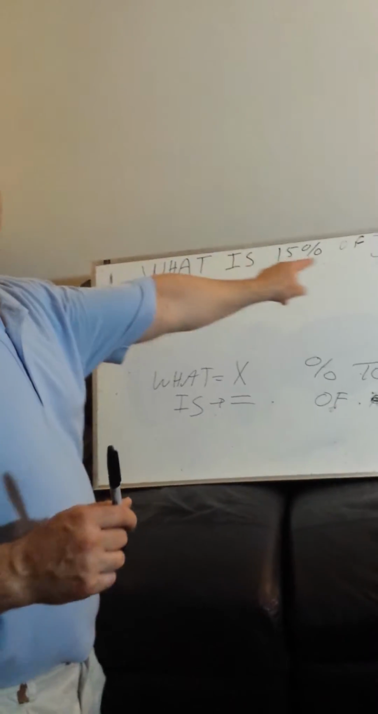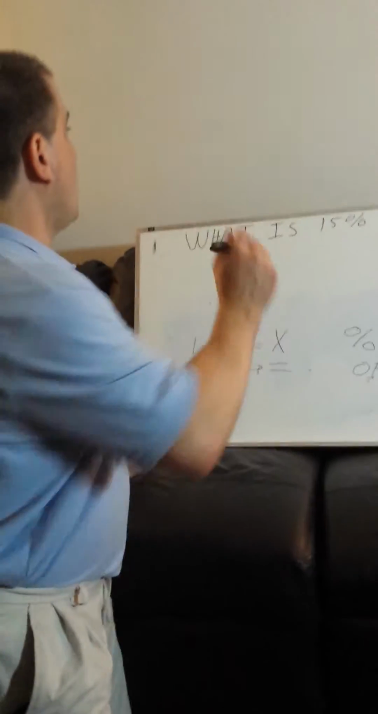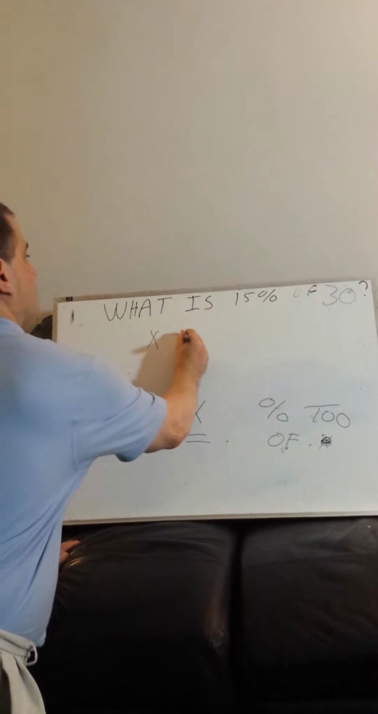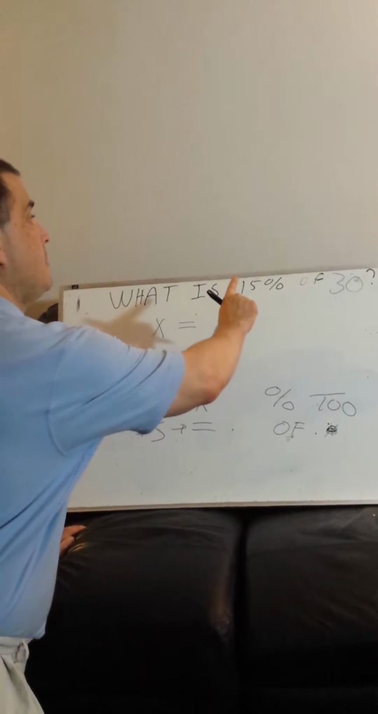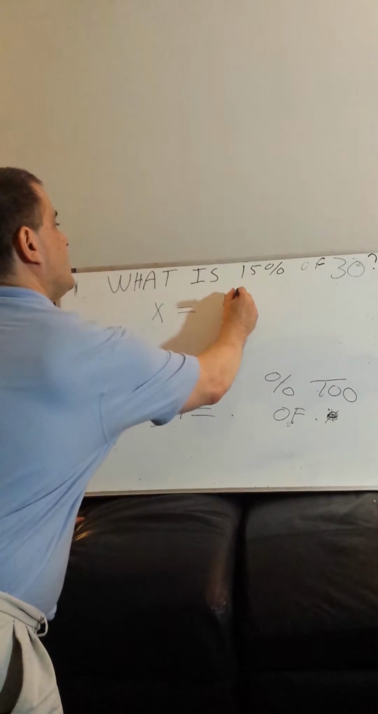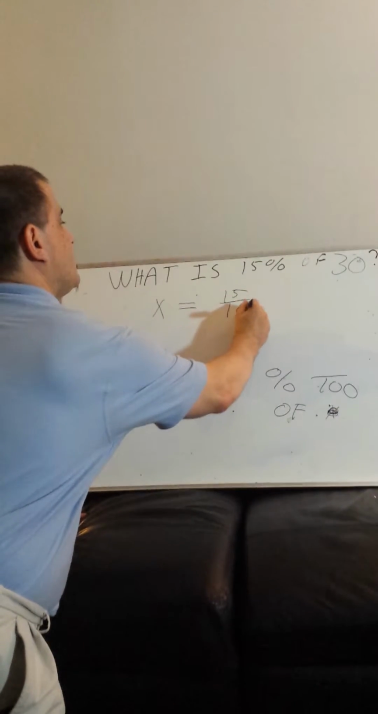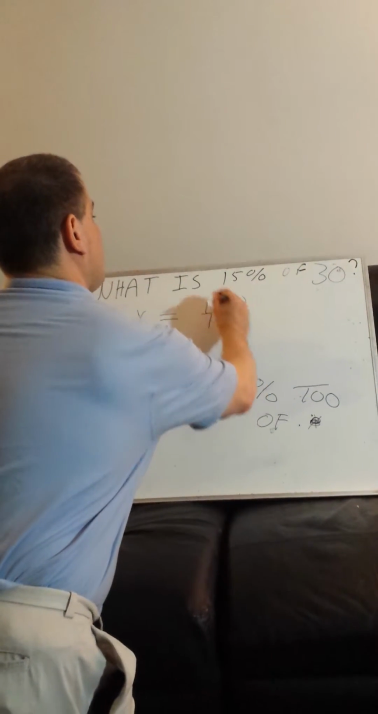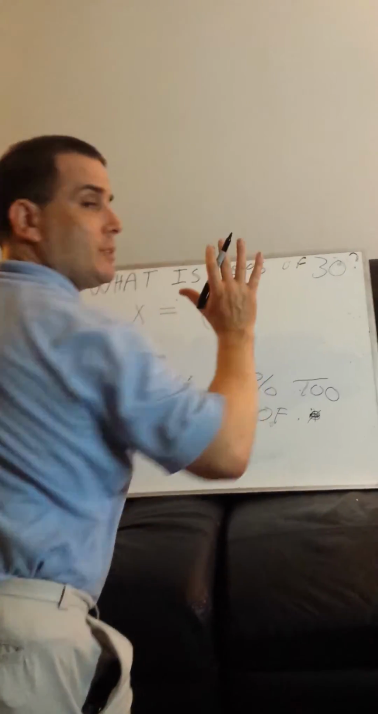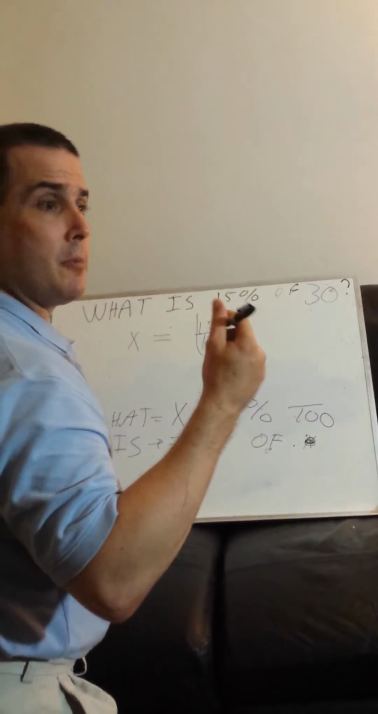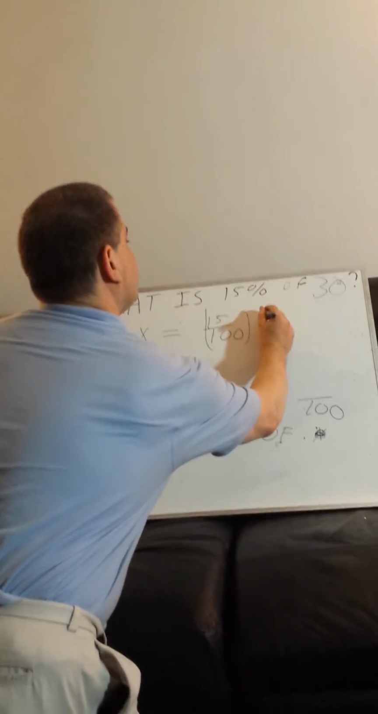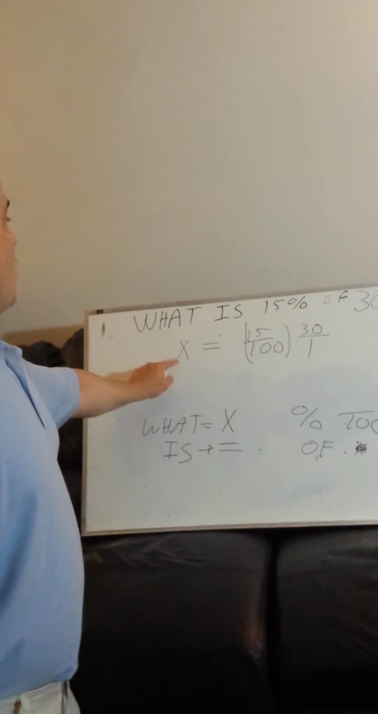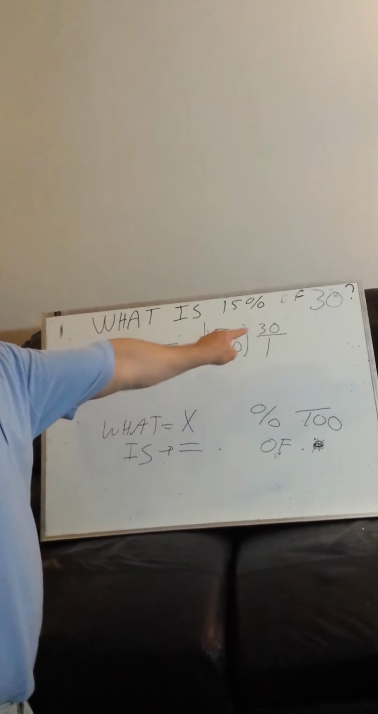So let's translate this into an equation that you could solve. What, x, is equal to 15% or 15 over 100, of, times. Well, what I'm going to do is put it in parentheses. When you put the numbers beside each other, it's implied multiplying, and 30. What I'm going to do is put it over 1 so we solve the problem. What is 15% of 30?